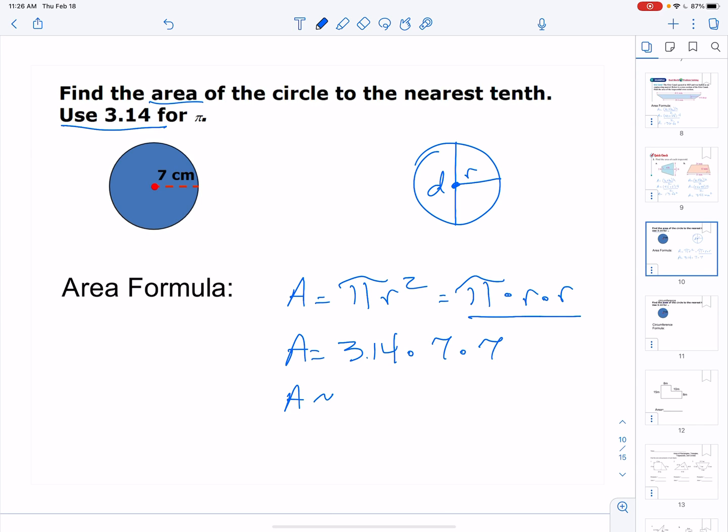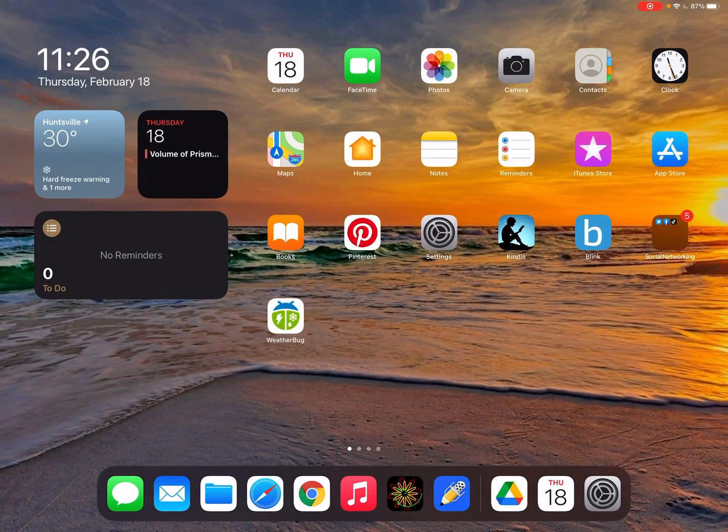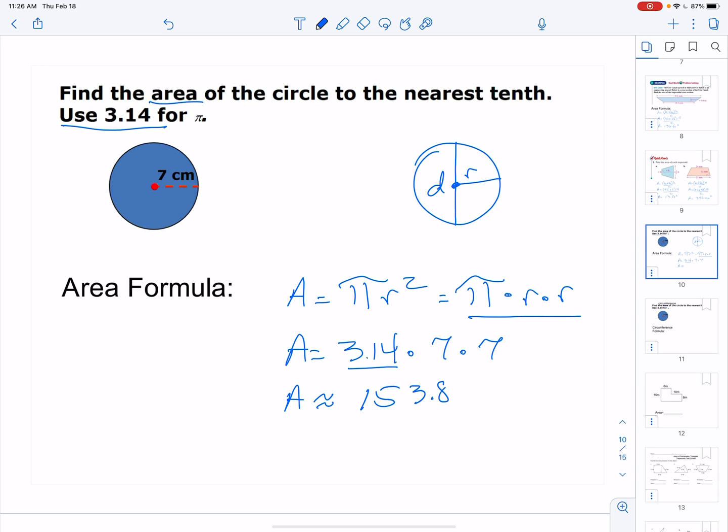Now at this point, because pi is an approximate value of 3.14, I'm going to change my equal sign to a squiggly equals, which means approximately. We go to our calculator, 3.14 times 7 times 7, enter. We end up with 153.86. But we do pay attention to our rounding rules here. It says round to the nearest tenth. So that tells me the area is going to be approximately 153.9, and in this case, centimeters squared, because we are still finding area. It is centimeters squared. And that's how you find the area of a circle.